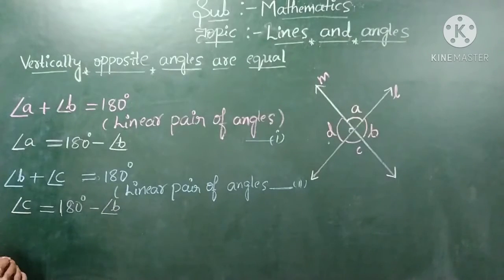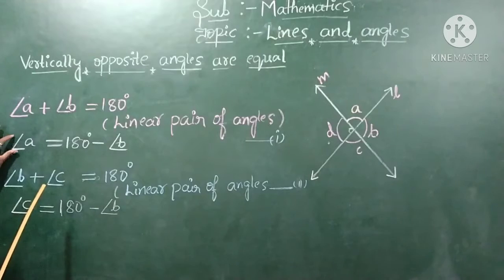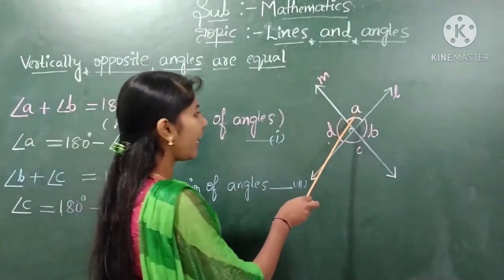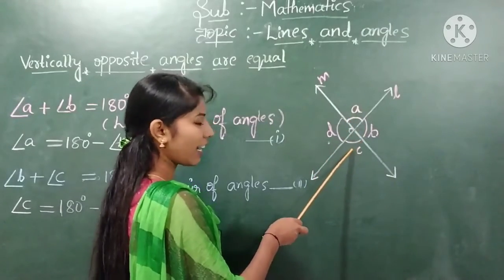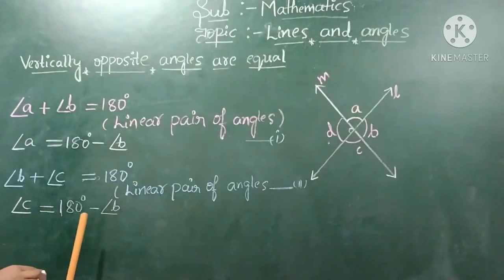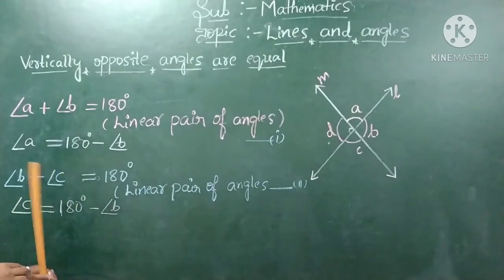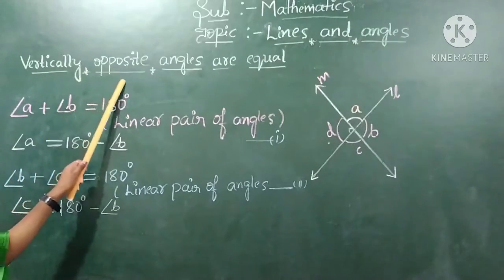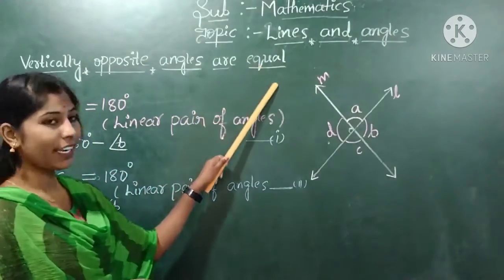What can we finally conclude? We can finally conclude that angle A is equal to angle C. Are you getting my point? So angle A is equal to angle C here. So what we proved here is correct. Finally, we can tell that vertically opposite angles are equal.